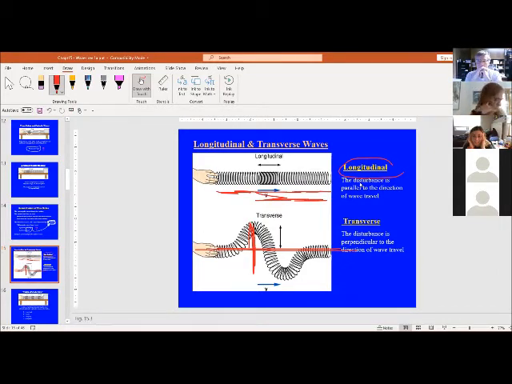Is it sound? Yeah, excellent. Good job. A sound wave, that's why I said it's right up your alley. Sound waves are longitudinal waves. I guarantee you're going to get that.